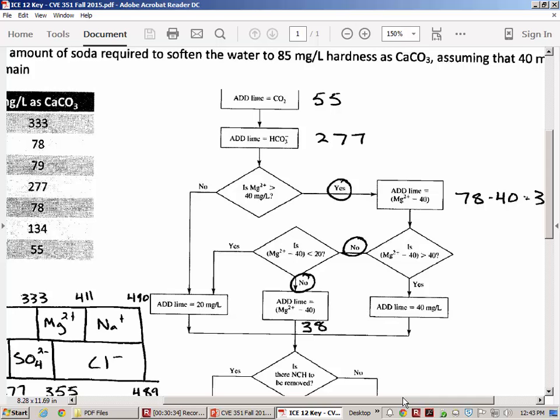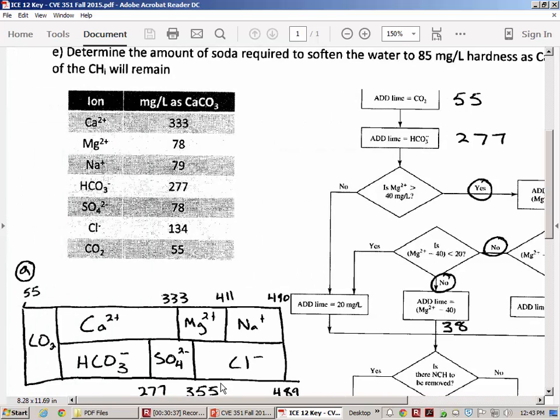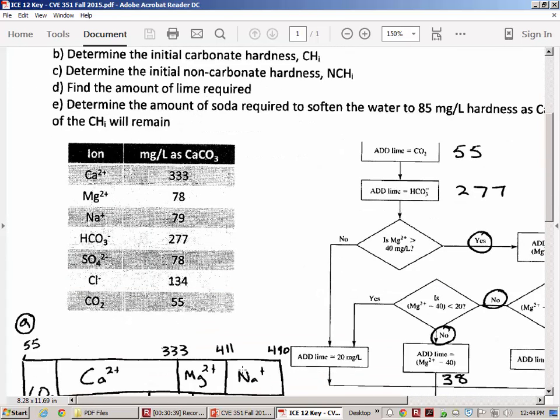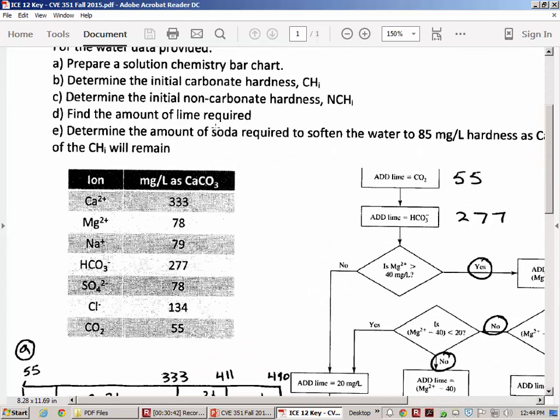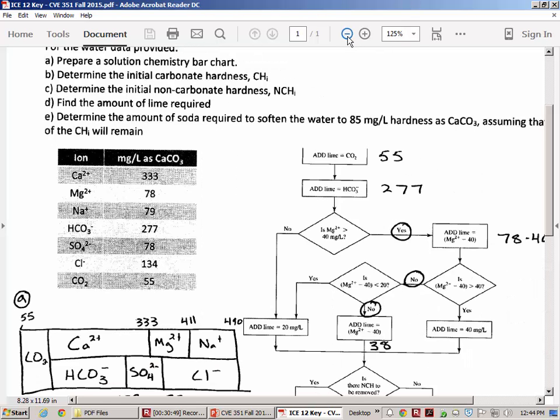So far, though, we haven't made any use of the information in part E: how soft do we want it? We don't want it to get down to 0 softness. In part E, it says get it to a final softness of 85 milligrams per liter of hardness. So that's how much hardness can remain. What was our initial hardness? When we first got started, the total hardness was 411. So 411 is our starting hardness, and 85 is going to remain.